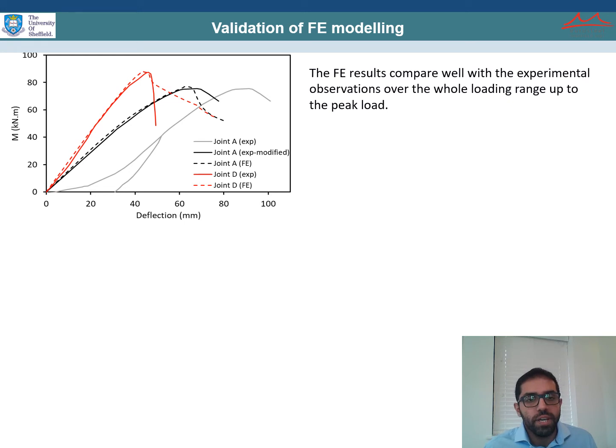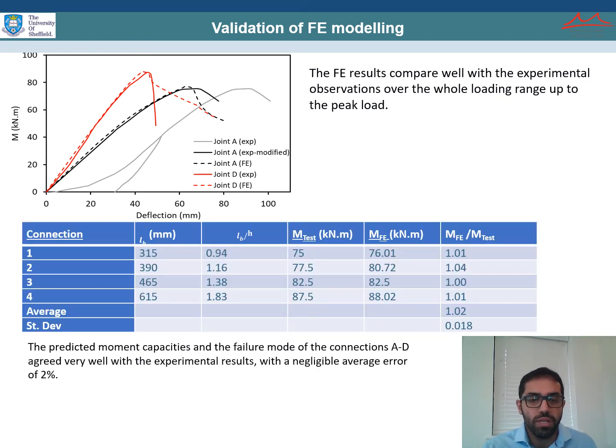This figure shows the behavior of the bolted connections, which was compared with the experimental results. As you can see, the finite element results compare well with the experimental observation over the whole range of loading up to the peak load.